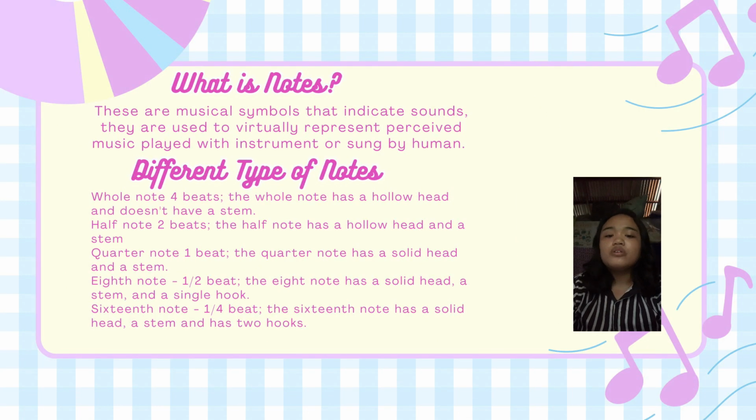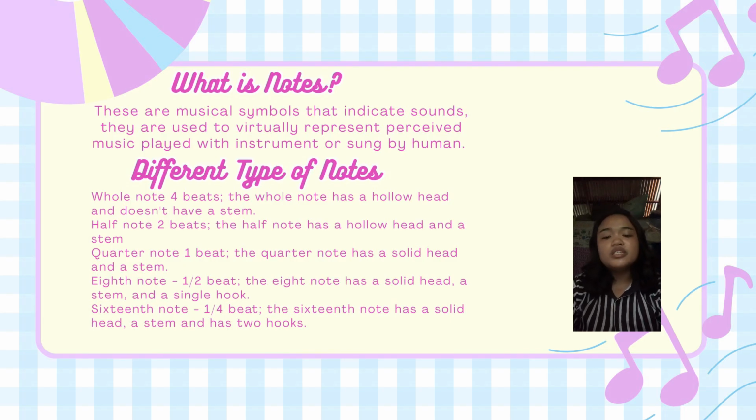So in music rudiments, it includes the notes. These are the musical symbols that indicate sound. They are used to virtually represent perceived music played with an instrument or sung by a human. So there are types of notes that indicate the duration of sound, or how long you let the note ring.